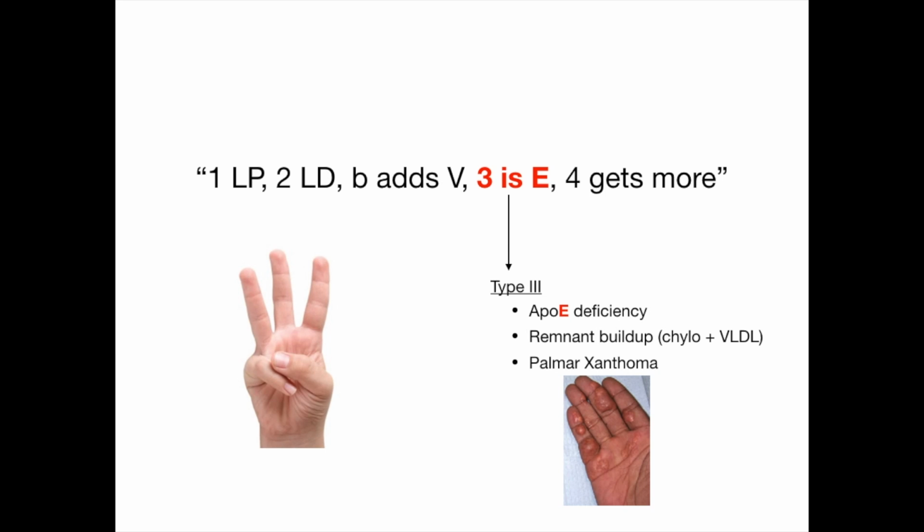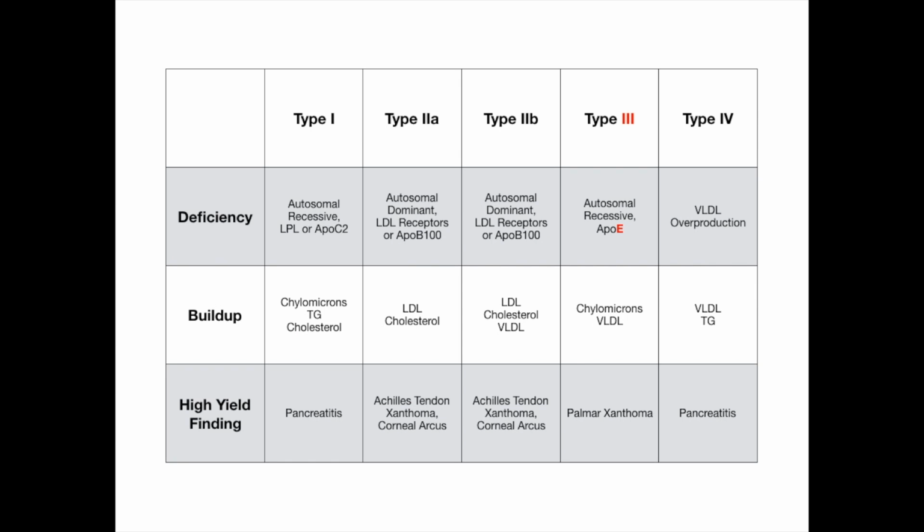I will prove to you that in the context of USMLE and COMLEX, I've taught you everything you need to know. So type 3, this is autosomal recessive. This is due to an ApoE deficiency, right? 3 is E. If 3 is E, ApoE isn't working, you're going to build up remnants, right? You're going to build up chylomicrons and VLDL. Remember that 3, someone giving you the number 3 with their hand for the palmar xanthoma. That's the high yield finding associated with type 3 familial dyslipidemia.